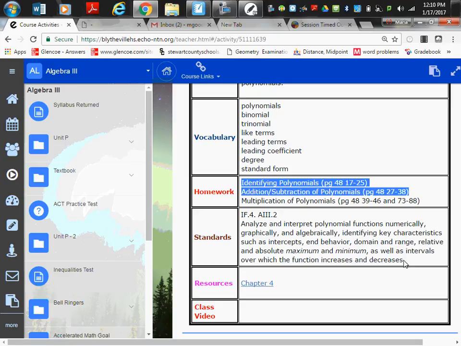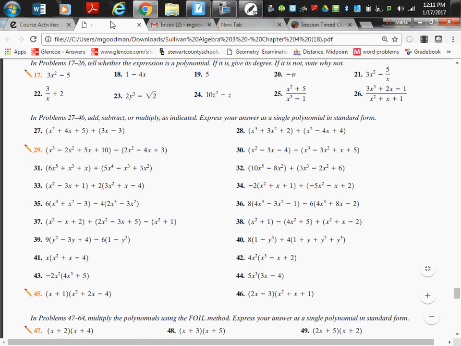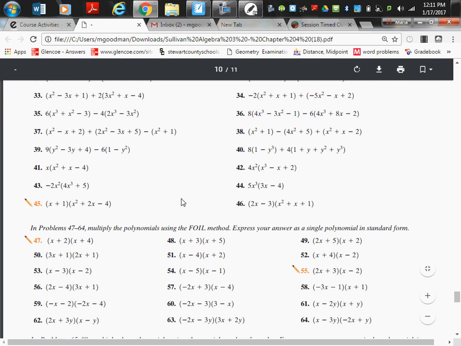Any questions? Any questions on add, subtract? Multiply? Yes. All right. What's your question on multiplication? What if it's a Y, like it's a number, then it's a Y to the third? Like, what problem? Problem number 40.